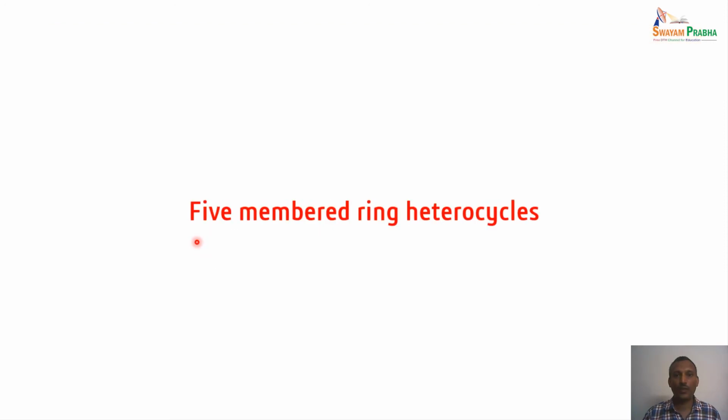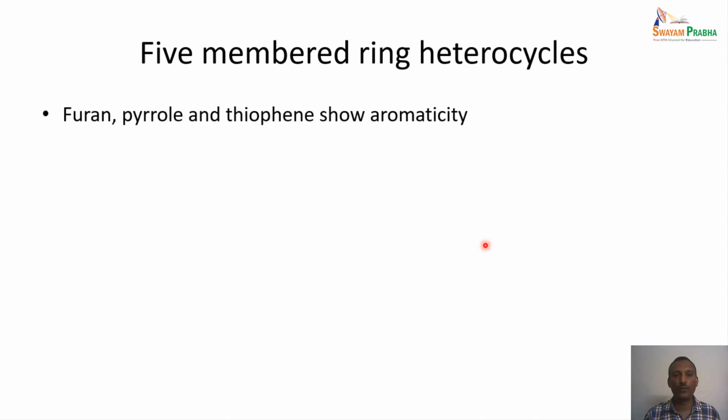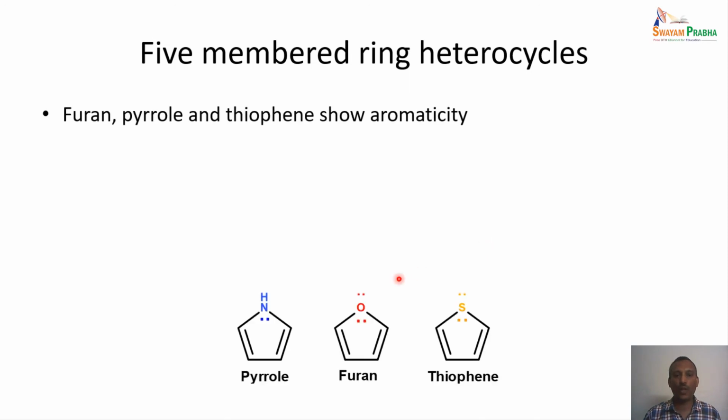Let us move to the next topic, where we will be studying the basic members of the 5-membered ring heterocycles, basically furan, thiophene and pyrrole. So these compounds show aromaticity. This is the first thing we have to study about.